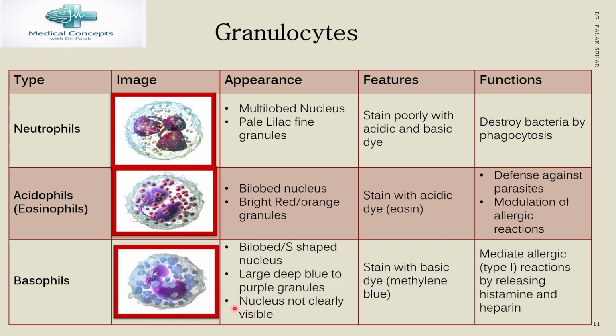This is the typical appearance of the basophil. Basophils are actually having bilobed or S-shaped nuclei, as in the picture is showing. They are having large deep blue to purple granules in their cytoplasm, and because of these large granules the nucleus is not clearly visible. They stain with basic dye, example methylene blue, so that's why they are known as basophils. Regarding their function, they are responsible for the mediation of allergic, especially type 1 type of hypersensitivity reactions by releasing of the histamine and heparin.